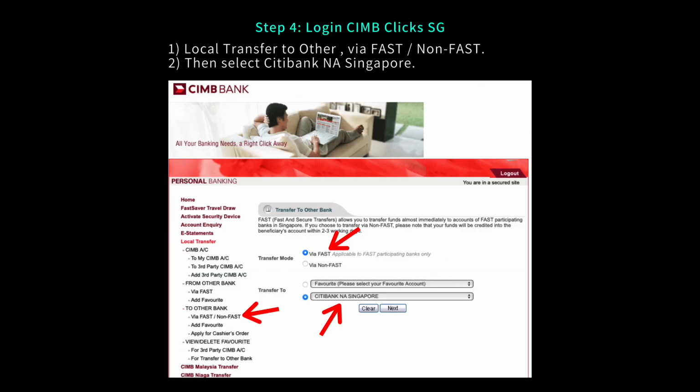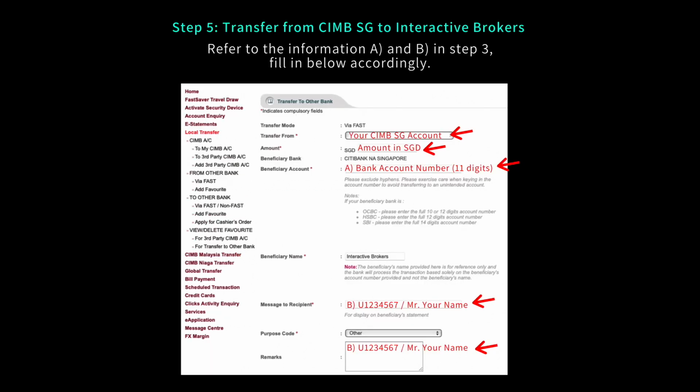So step number 4, log into your CIMB's Click Singapore or your local bank account and initiate transfer to Citibank NA Singapore or whichever it is for your country's Interactive Brokers. Step 5, transfer from CIMB Singapore to Interactive Brokers.